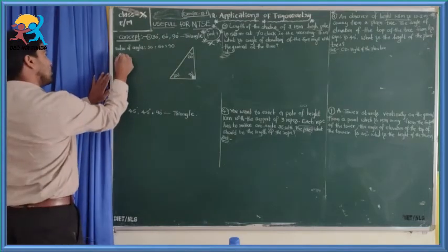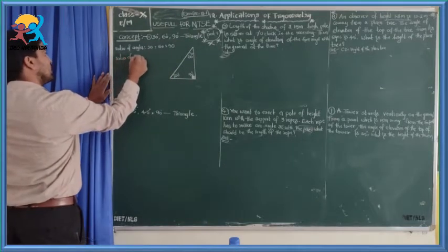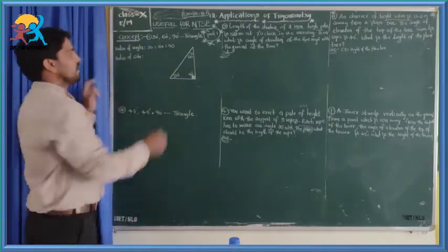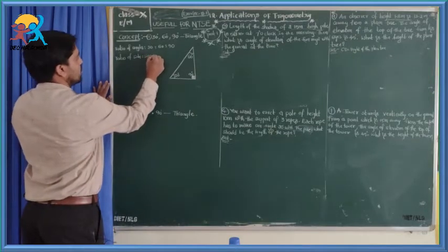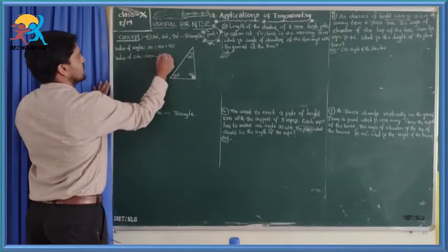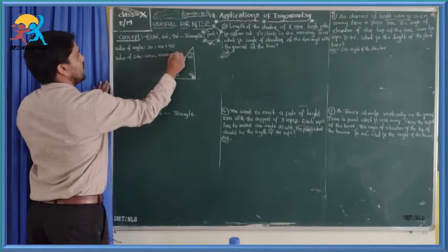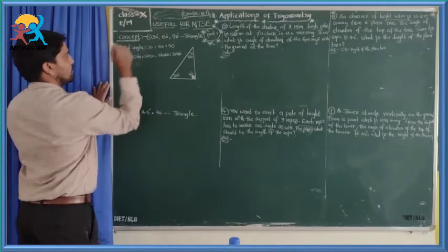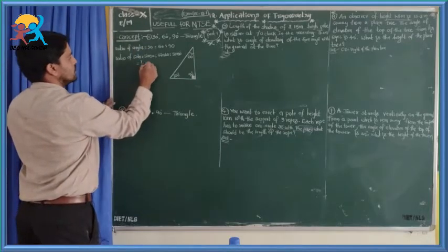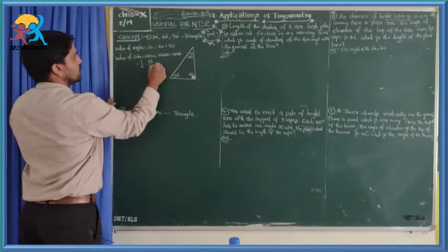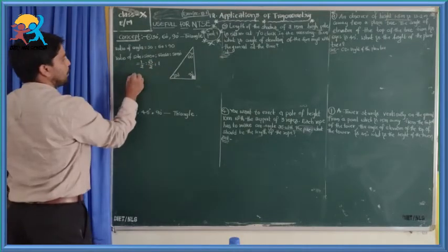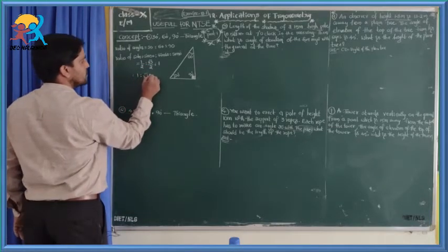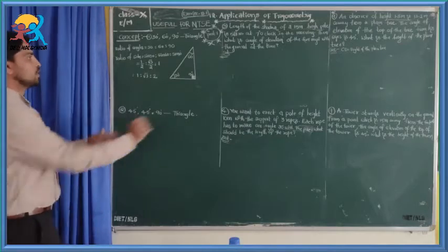Then I am finding the ratio of sides. To find the ratio of sides, apply the sines of these angles, that is sin 30 : sin 60 : sin 90. What is sin 30? Half. Sin 60 is root 3 by 2. Sin 90 is 1. Multiply each term of the ratio by 2, we get 1 : root 3 : 2.